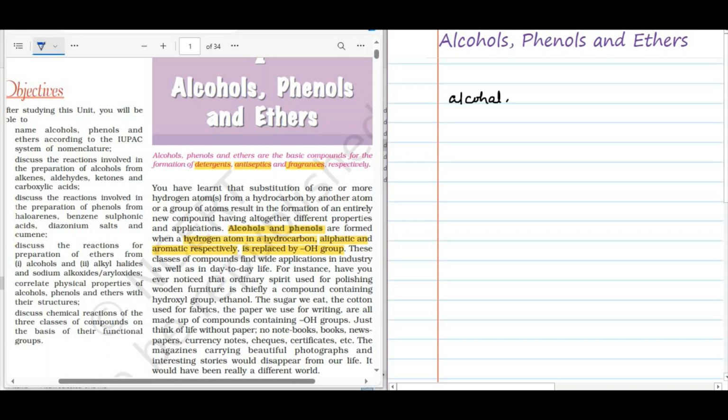When hydrogen of a hydrocarbon is replaced with OH. So let's take an example of a hydrocarbon. A hydrocarbon can be CH4. So here this is CH4, carbon which is attached to 4 hydrogens. This is CH4. This is methane.